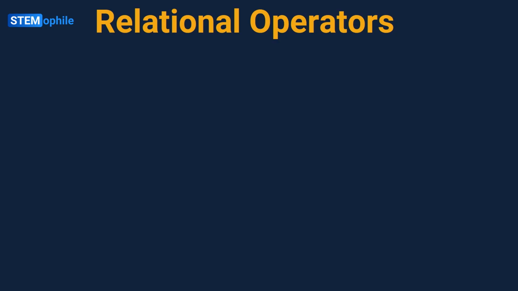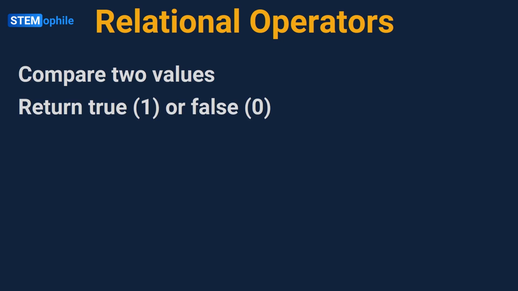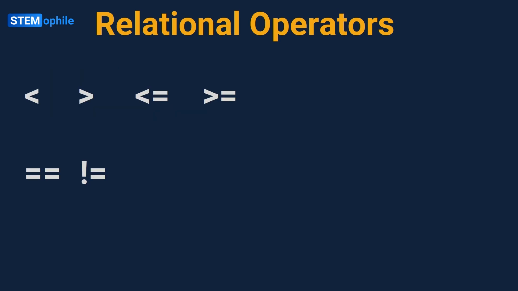Relational operators check the relationship between two numbers or variables, which means these operators compare two values and give us a result in the form of true or false. There are 6 relational operators.